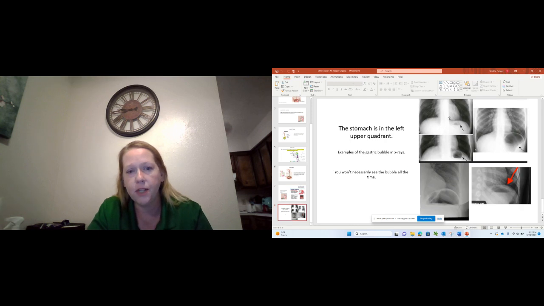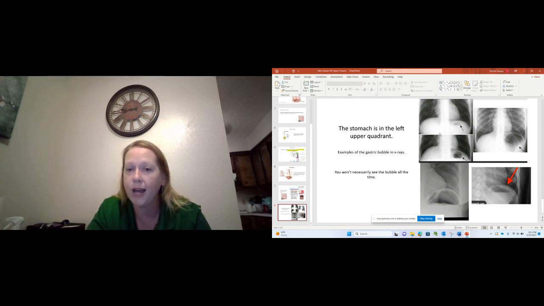So just remember the stomach is in the left upper quadrant. Here's pictures of your gastric bubble on different x-rays. Now, not everybody will have these. You won't necessarily see the gastric bubble all the time. And remember, you will only see a gastric bubble in an upright position. This line right here is an air fluid level. This is air, this is fluid. Air, fluid. It's making a line where the fluid sits.